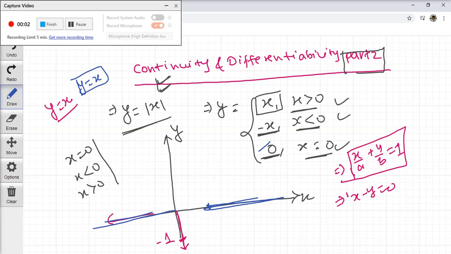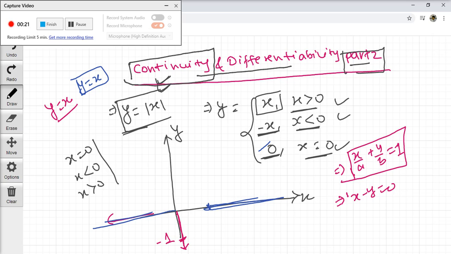Hello friends, today we are going to discuss part 2 of this continuity and differentiability chapter. In this part I am going to show you how we can understand by the graph whether any function is continuous or not. So let's take one function.